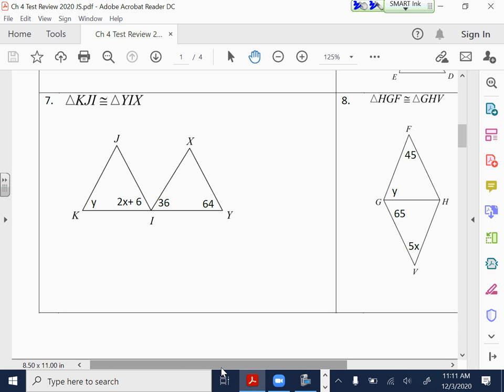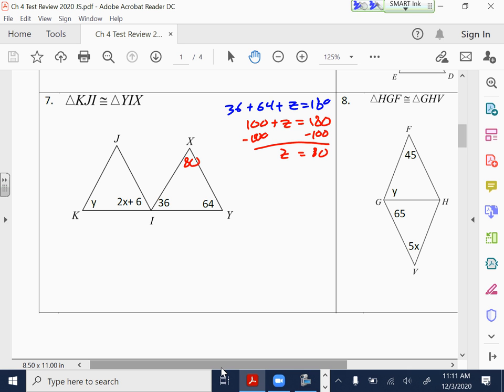So I personally, again, would solve for this angle z since it's right there. So 36 plus 64 plus z is equal to 180. If you add those together, you get 100 plus z is equal to 180. And when you subtract 100, z ends up being 80. So this angle is 80 degrees.